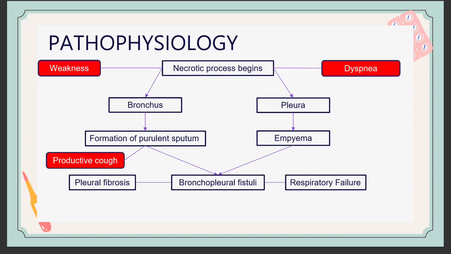Then, if the necrotic process happens in the pleura, in the pleural space, it is called empyema, which is a collection of pus in the pleural cavity. Then, we will have bronchopleural fistulae. This is an abnormal connection between the bronchial tree and the pleural space that can develop, and it complicates the treatment for this. Then, we will have respiratory failure.